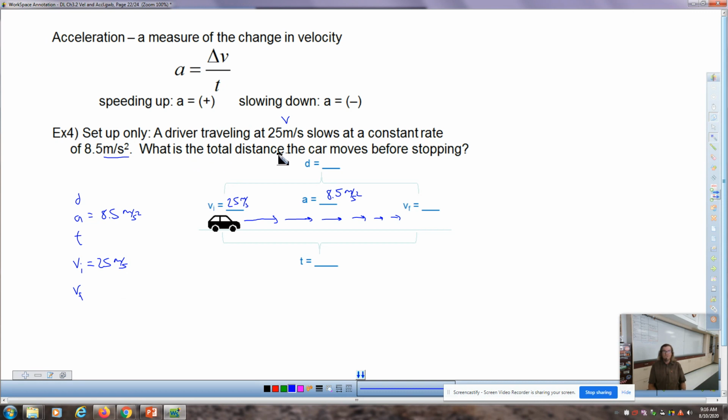What is the total distance? Sounds like a money question. Distance, question mark. Before the car moves, before stopping. Okay, stopping is one of those fancy words. It tells us that we have a velocity that's equal to 0. So it's going to slow down until its final speed is 0 meters per second.